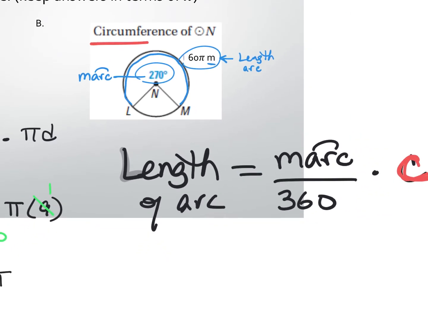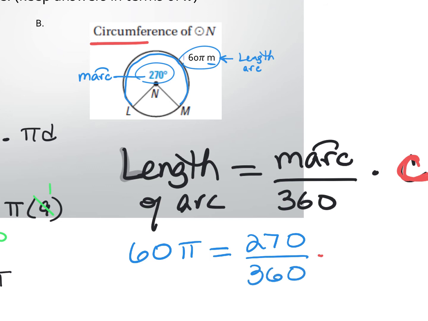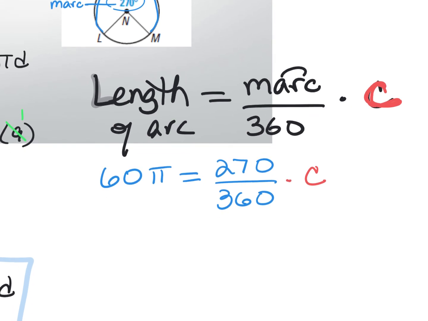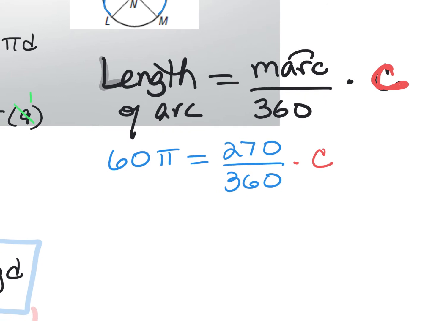So the length of the arc is 60 pi. The measure of the arc is 270. I don't know the C. This is what I'm solving for. Now I'm going to leave this in terms of pi first, and then I'm also going to use my pi button. What I'm going to do here, if I want to leave it in terms of pi, is simplify the zeros first.